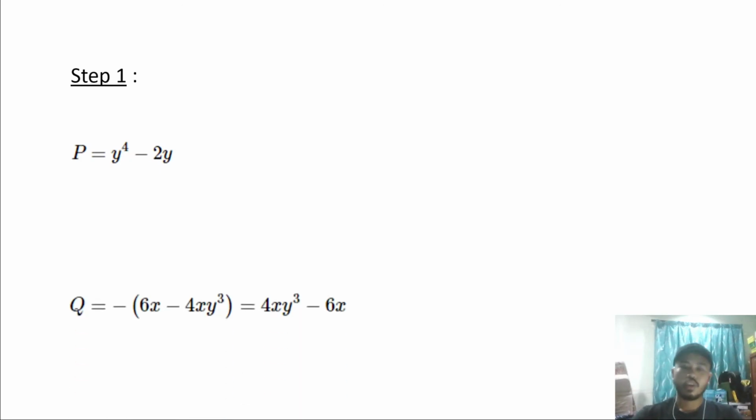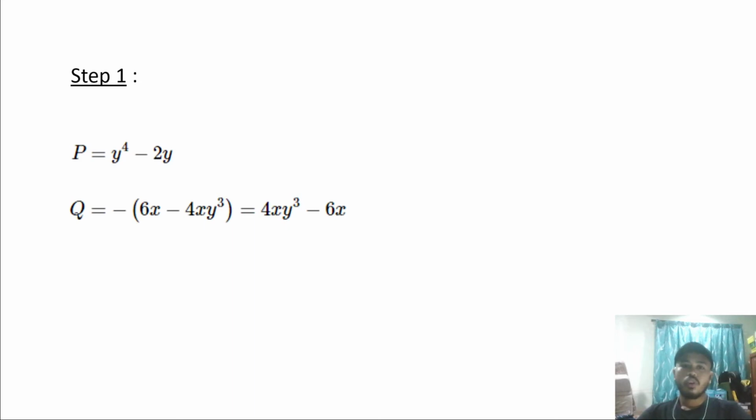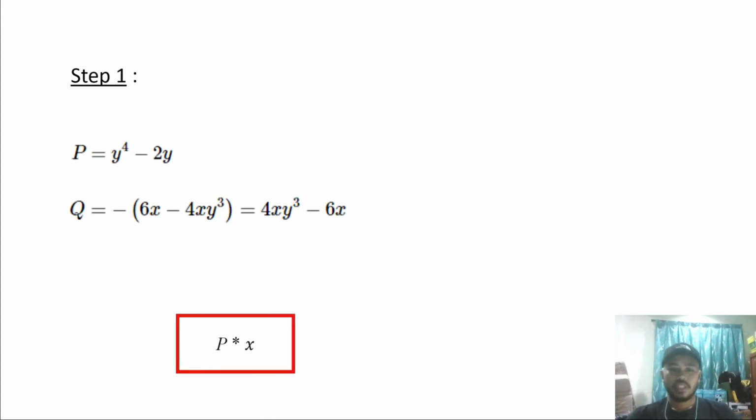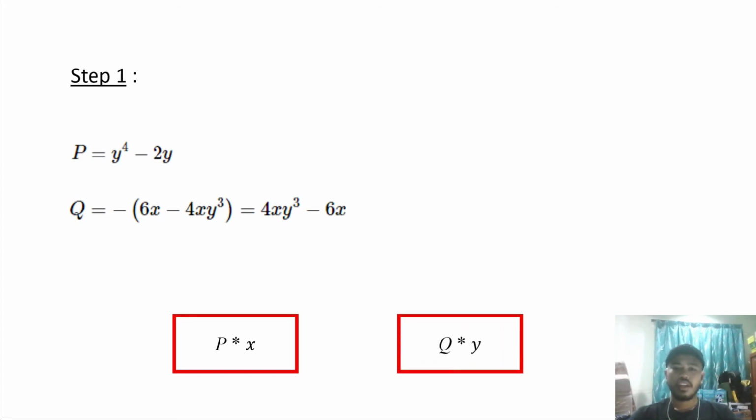From the integral, we have P equals y to the power of 4 minus 2y, and Q equals 4xy cubed minus 6x. Remember that P is multiplied by dx and Q is multiplied by dy. And don't forget to pay attention to signs. It is easy to get in a hurry and miss a sign in front of one of the terms.